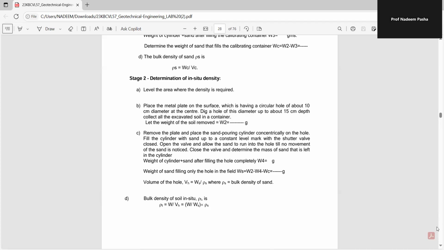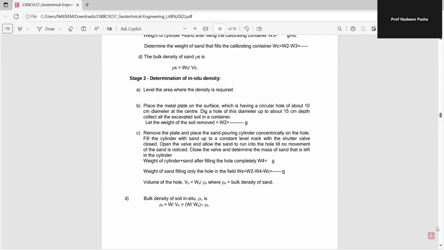Place the metal plate on the surface, which has a circular hole of about 10 centimeter diameter at the center. Dig a hole of diameter up to 15 centimeter. Collect the excavated soil in a container. Let the weight of the soil removed be W2 grams. Remove the plate and place the sand pouring cylinder eccentrically on the hole. Fill the cylinder with sand up to a constant level with the shutter valve closed. Open the valve and allow the sand to run into the hole till no movement of sand is observed. Close the valve and determine the mass of sand that is in the cylinder.